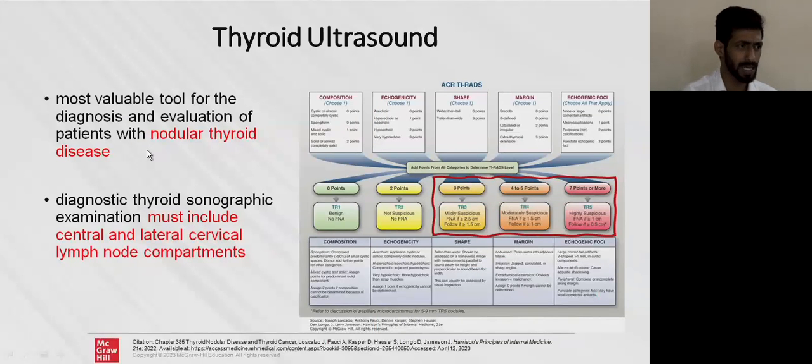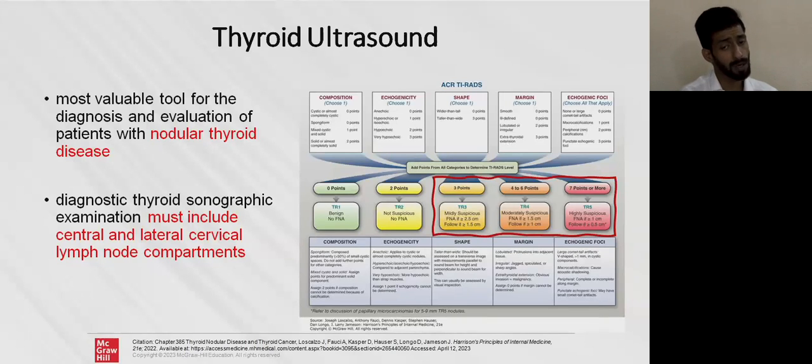Once I have done my thyroid specific antibodies, if my patient has a palpable nodule, is when I consider doing an ultrasound for the patient. So thyroid ultrasound is one of the most valuable tools for diagnosis and evaluation for patients with nodular thyroid disease. And it is usually used to differentiate between benign and malignant diseases. And thyroid neoplasms are an entirely different topic we will not go into today.